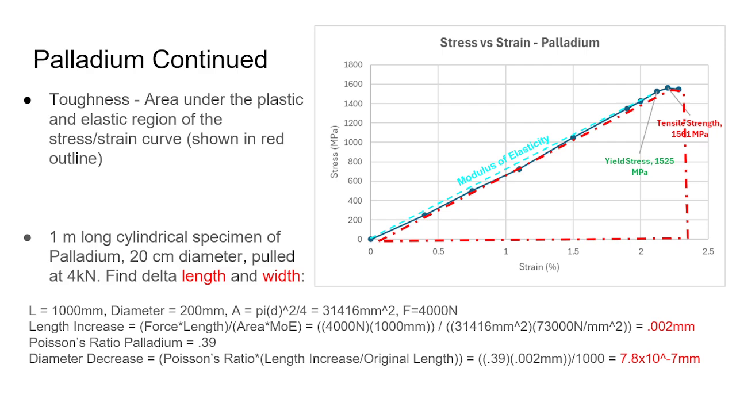So using that change in length and Poisson's ratio of palladium, which is 0.39, the diameter decrease can be calculated by multiplying the Poisson's ratio by the length increase divided by the original length, which is 0.39 times 0.002 millimeters divided by 1,000 millimeters, and that gave us a diameter decrease of 7.8 times 10 to the negative 7 millimeters. I'll pass things over to Caleb to talk about our alloy.